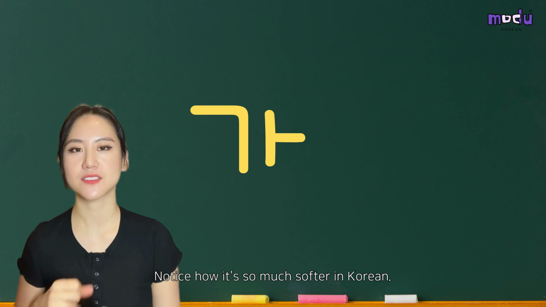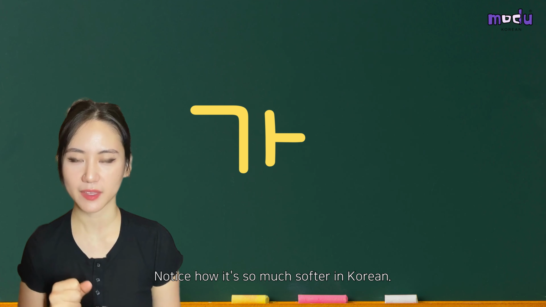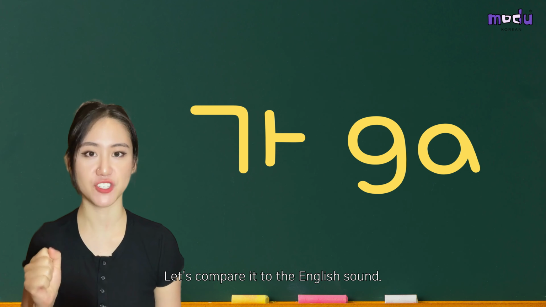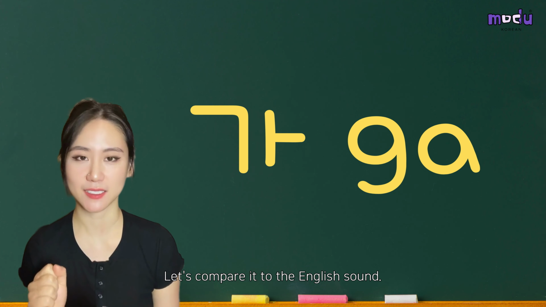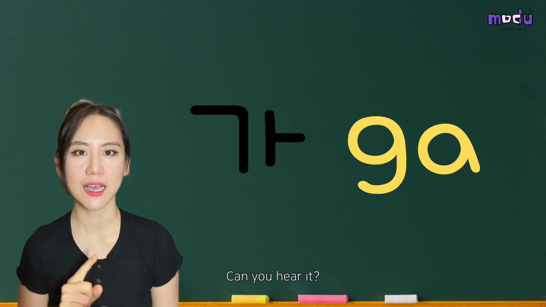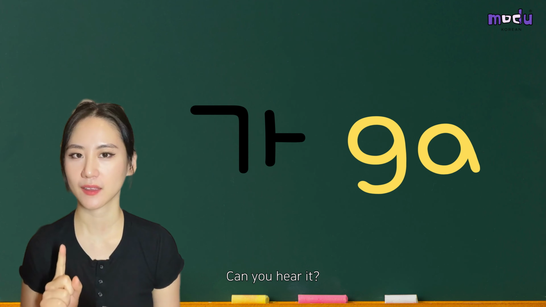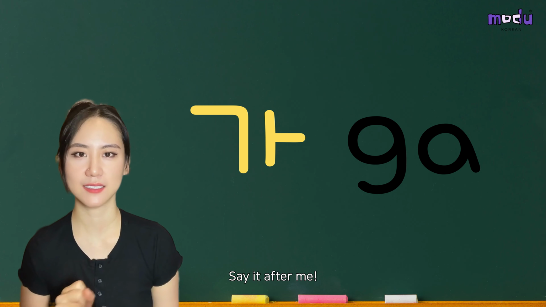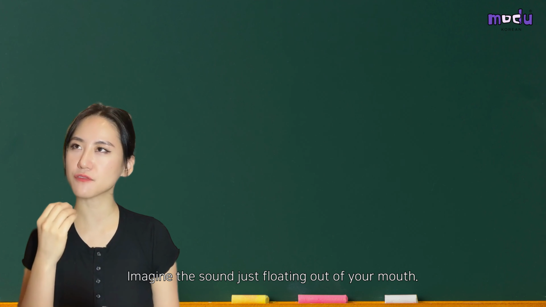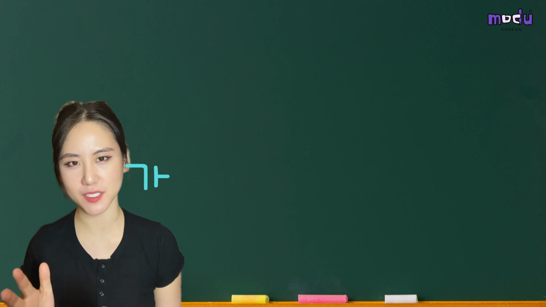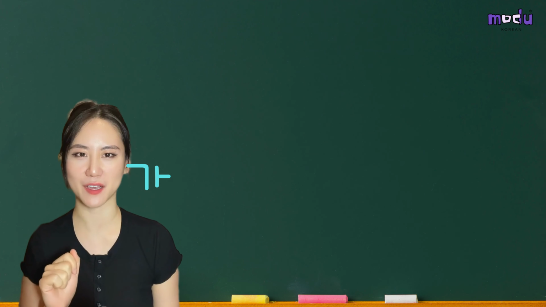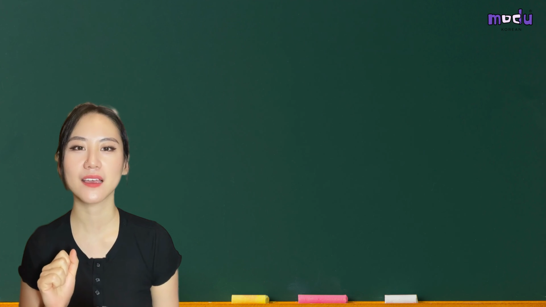So notice how it's so much softer than the English G. Let's compare it to the English equivalent, which would probably be GA or ga. Notice that difference. Ka, ga. Ka, ga. So we're letting the sound almost just float out of our mouth. We're not forcing it out. It just slowly flies or floats out of our mouth. Try it one more time. Ka.